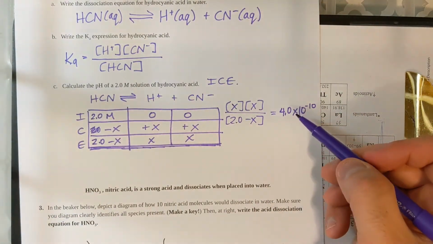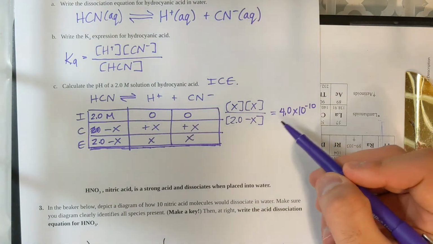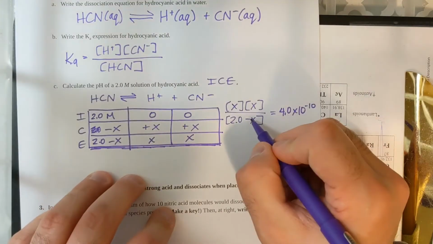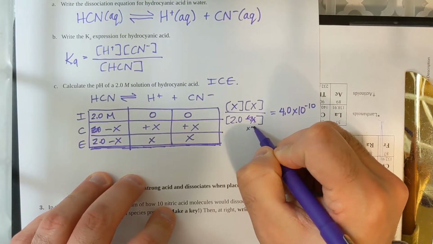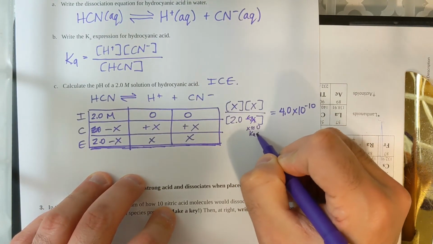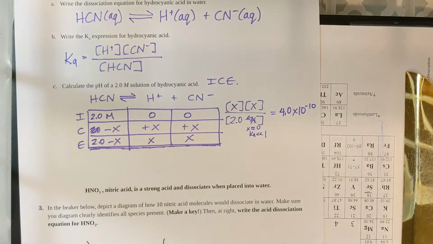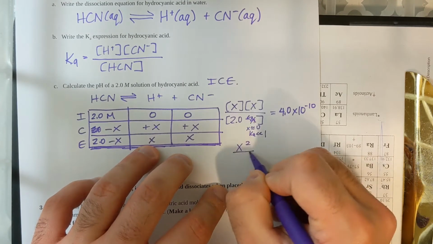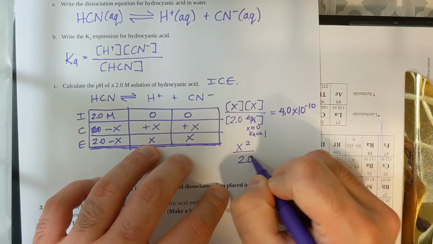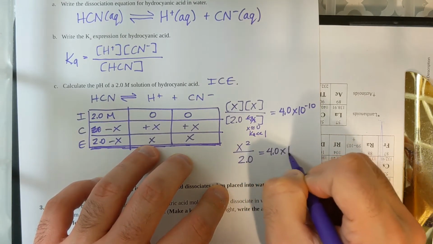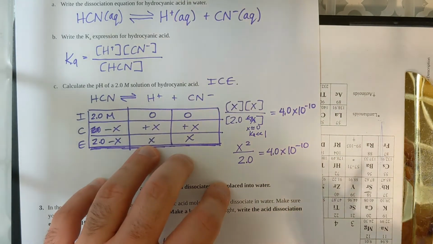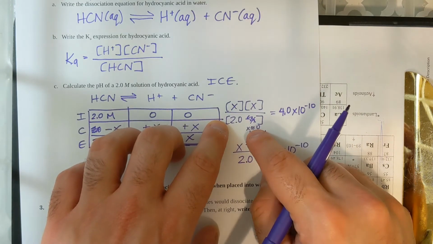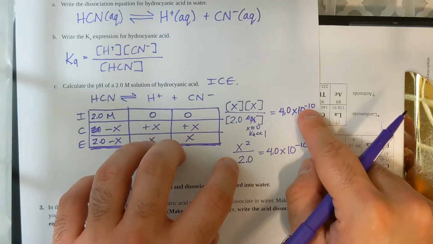Now, since this is a very, very small number, we can assume that this x is going to be very small, almost close to 0. So x is approximately equal to 0 because Ka is a lot smaller than 1, and this simplifies my math. Now I have x squared over 2 is equal to 4.0 times 10 to the minus 10th. X times x is x squared. I got rid of the minus x, it just became 0, so 2 equals this.